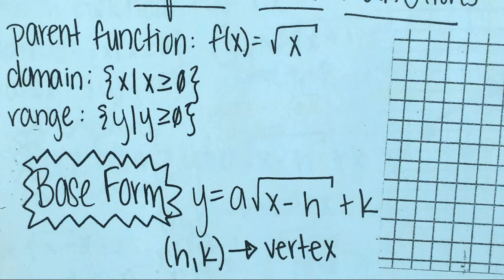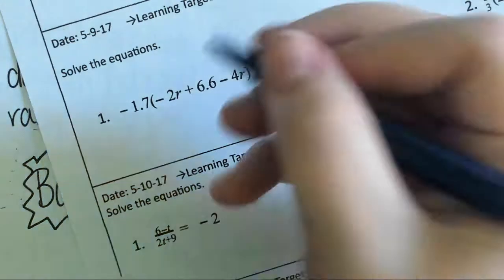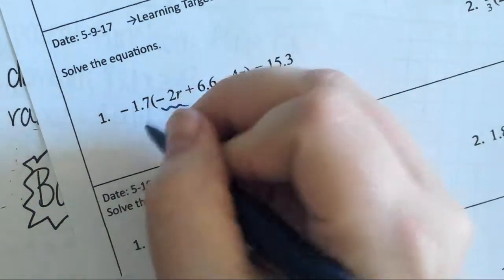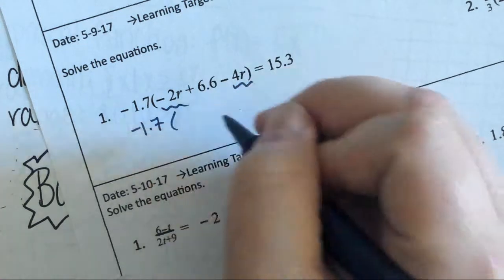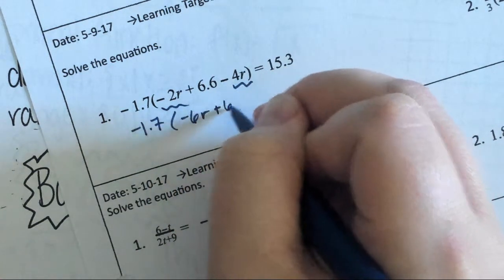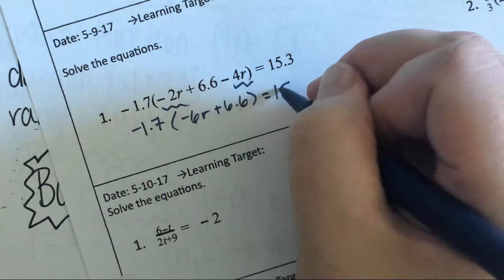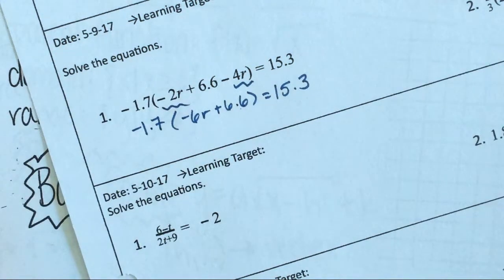What's the first thing I should do on our first bell ringer problem? I did the same thing first period, and that's a better idea because I tried to distribute too, and I'm making life too complicated, just like I'm making life too complicated getting this bell ringer off this slide. If I were to combine like terms, I would have negative 1.7, negative 6r plus 6.6 equals 15.3. Now what?